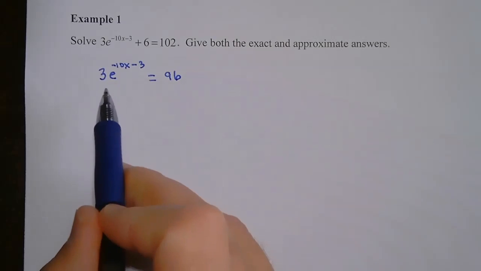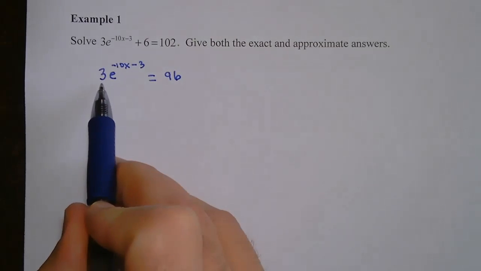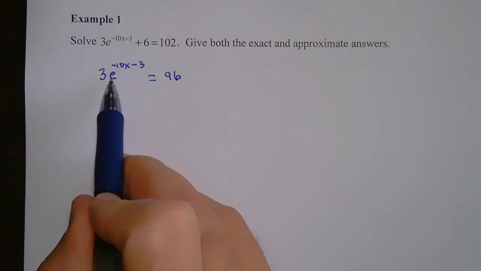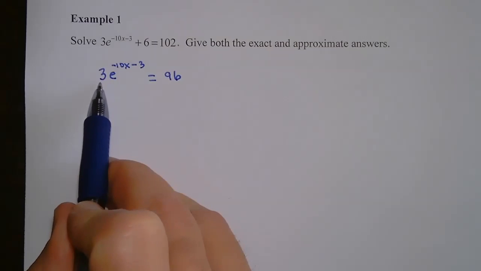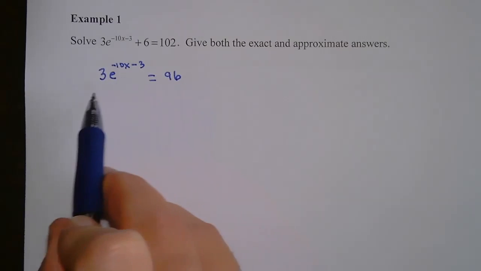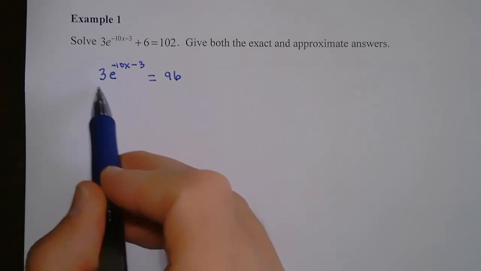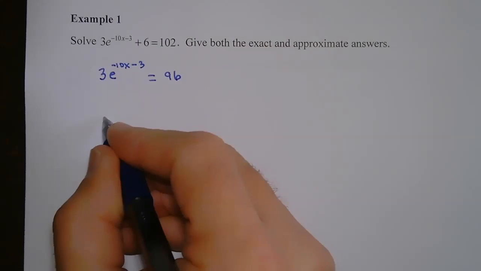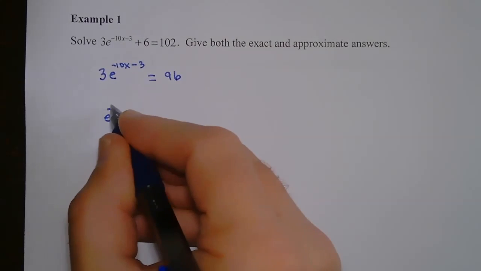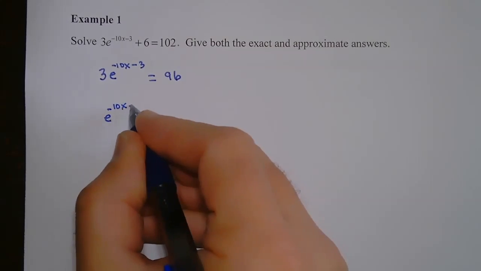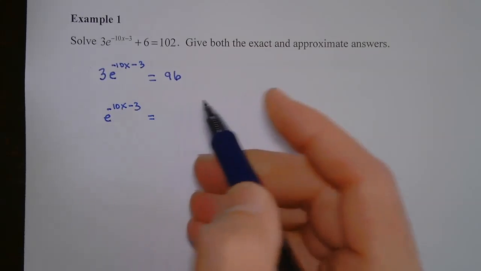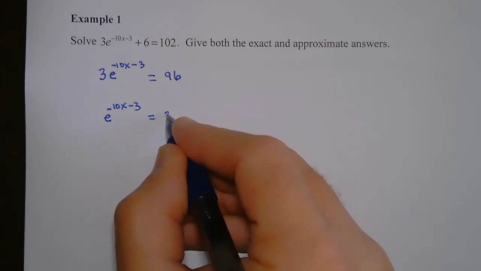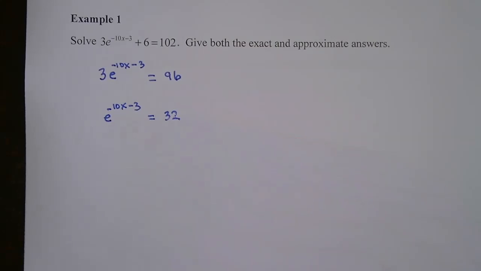And then the next thing we want to undo is multiplying by 3, right? Because this exponent is only attached to the e. It's not with the 3. So that automatically means we're multiplying by 3. So how do we undo multiplying by 3? Divide both sides by 3, okay? So we wind up with e to the negative 10x minus 3 is equal to 96 divided by 3, which would be 32.